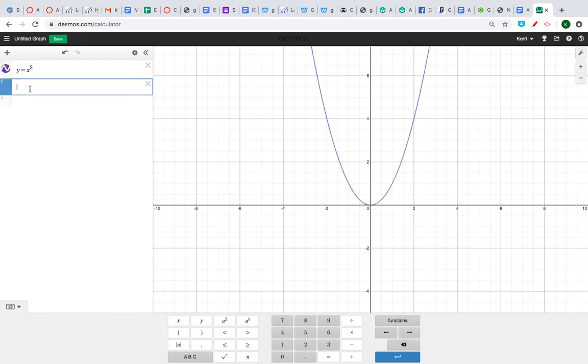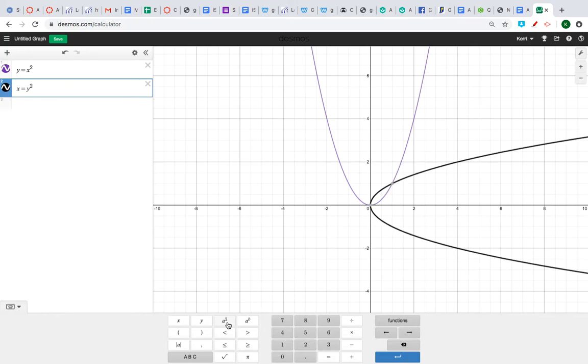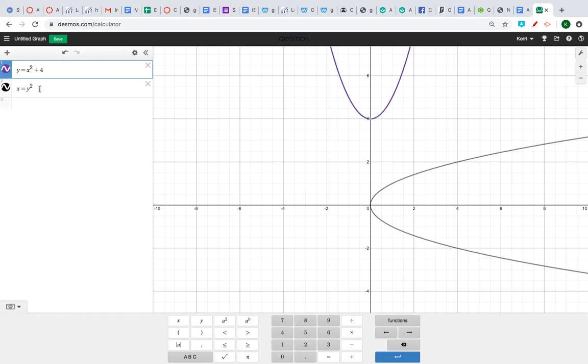So again, when we're thinking about inverses, what do we do? We simply flip-flop. So x equals y squared. Now that's interesting. That kind of helped us see what's happening to this graph. It basically rotates 90 degrees. But does it? Let's add a few more things to it to see if that changes what's happening in our graph.